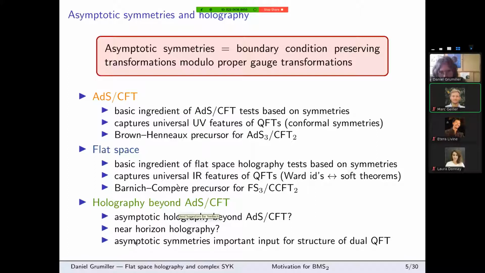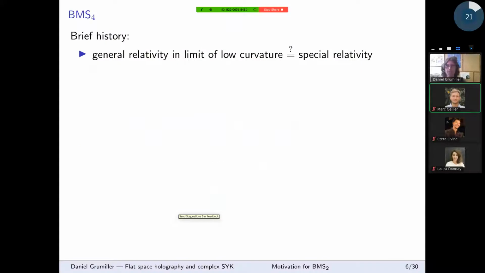So in all these cases, it turns out that asymptotic symmetries are important input for the structure of the dual quantum field theory, assuming there is one. So that's why we're interested in studying the symmetries from a holographic perspective. So now let me come to flat space in particular, so BMS4 as a first example.